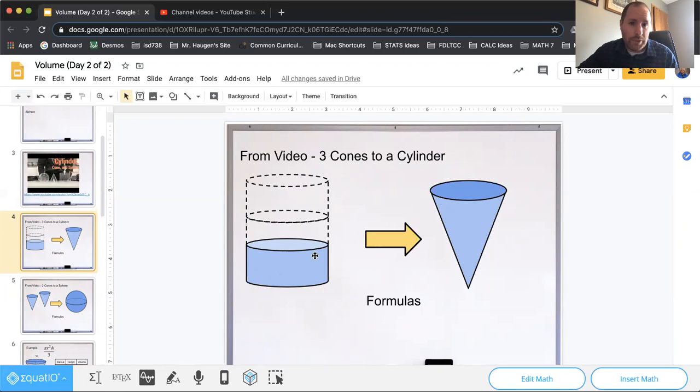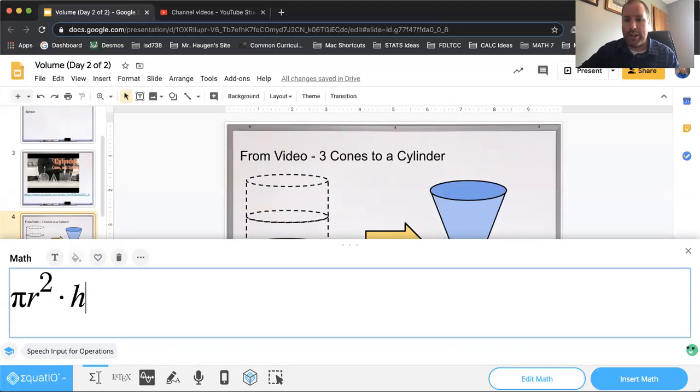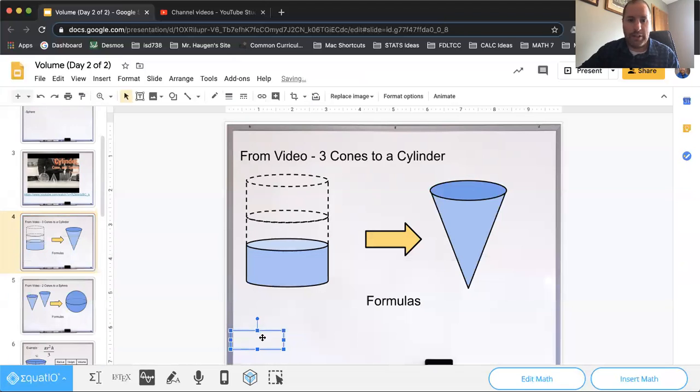We know the formula for the volume of a cylinder. The volume of a cylinder is the circle on top, right? We'd have pi r squared times the height. You guys know that that's what that one is from the other day. That's what you guys did when you were finding volumes yesterday of cylinders.